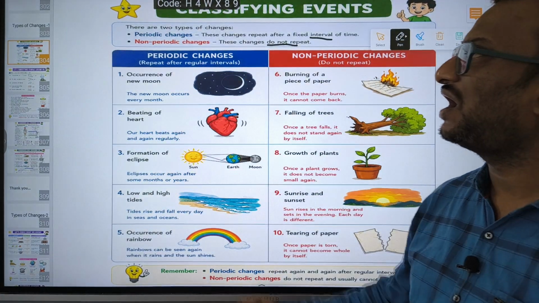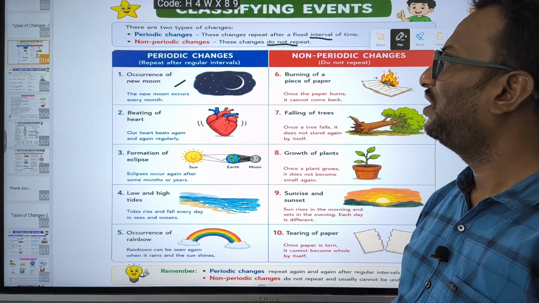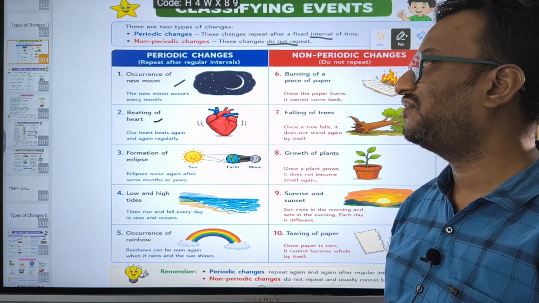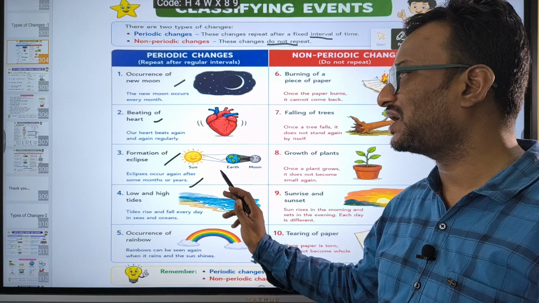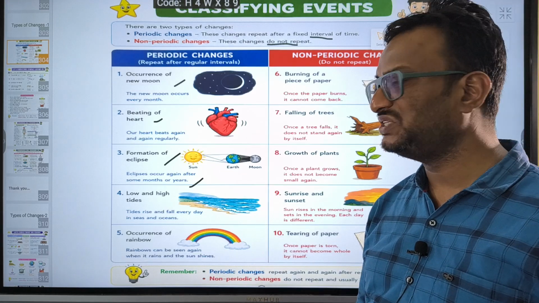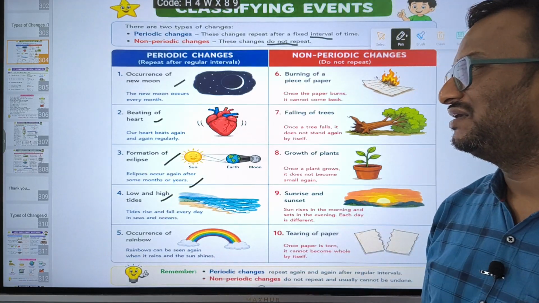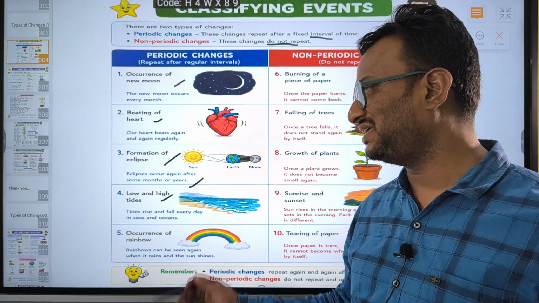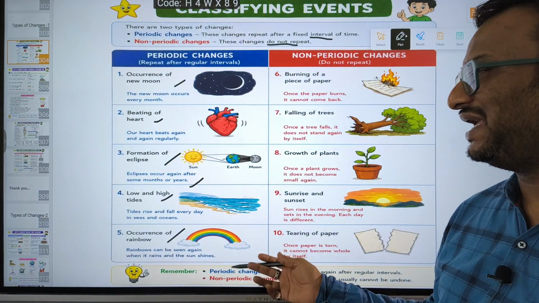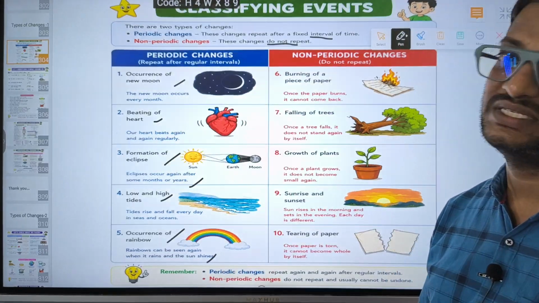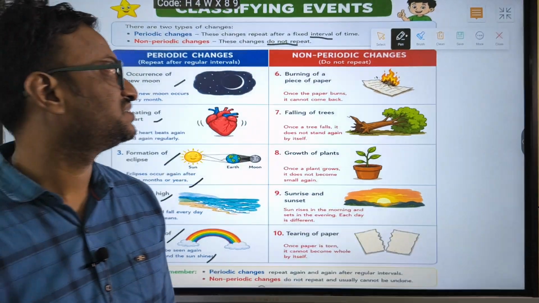Periodic changes: occurrence of new moon. The new moon occurs every month. Beating of heart: our heart beats again and again regularly. Formation of eclipse: an eclipse occurs again after some months or years regularly. Low and high tides: tides rise and fall every day in the sea and ocean. Occurrence of rainbow: a rainbow can be seen again and again when it rains and the sun shines. So these all come under periodic changes.